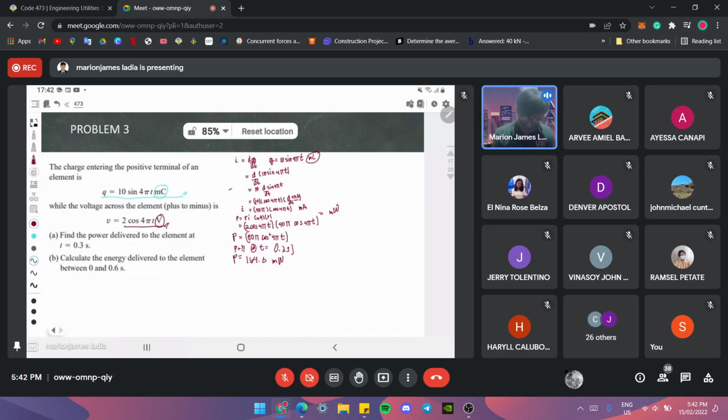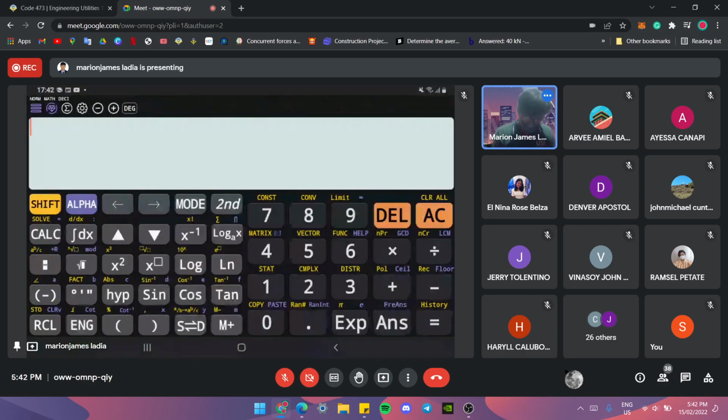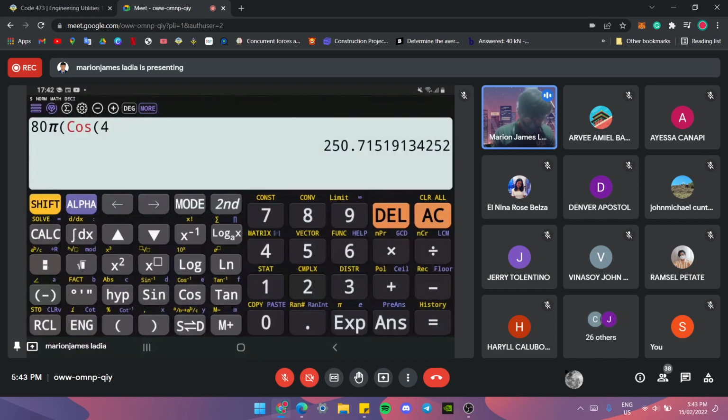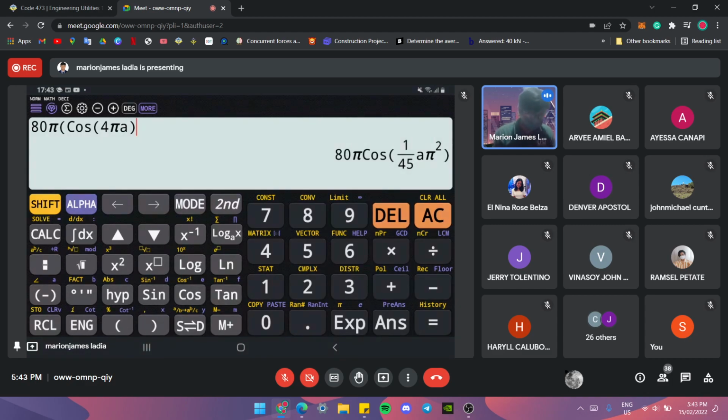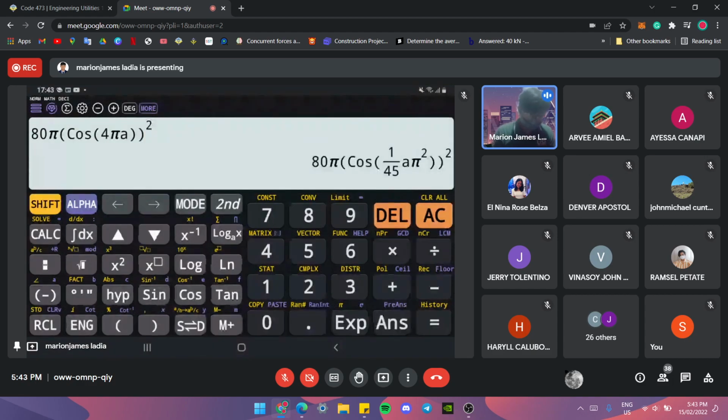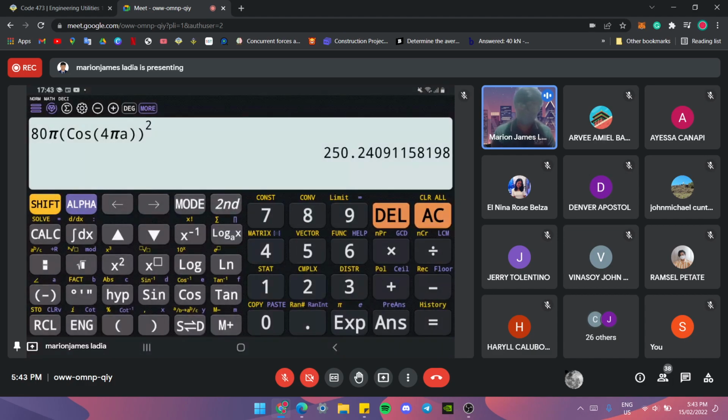So para sa mga tamad mag-calculate, itong gagawin natin. We have 80 shift pi, cosine 4 shift pi. Next time guys, pag gagawa kayo ng mga magsasubstitute, mag-alpha x na lang kayo or alpha a, basta variable. Wag mong gagawin na substitute mo yung value kasi mas matagal. Squared. Tatanungin naman kung anong value ng a mo. Pag sinabi ko yung value ng a ko is equal to 0.3, so 0.3 is equal to 250.24. Tama ba yan? Mali. That is wrong.